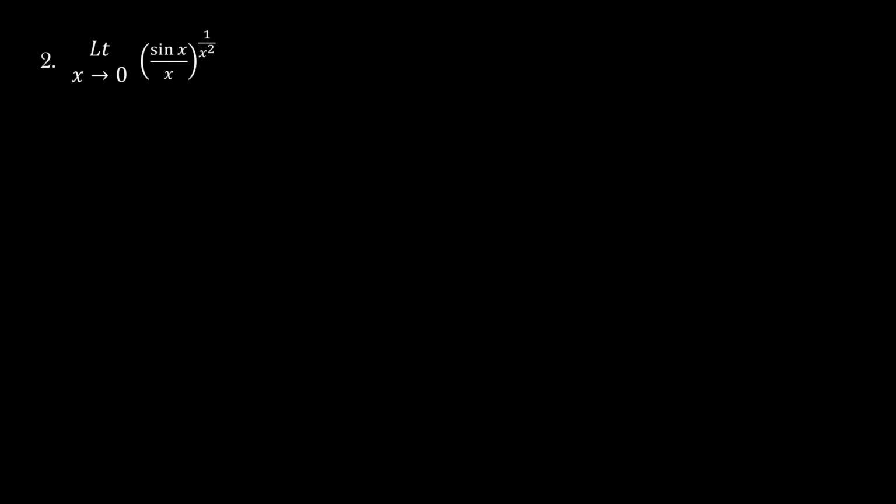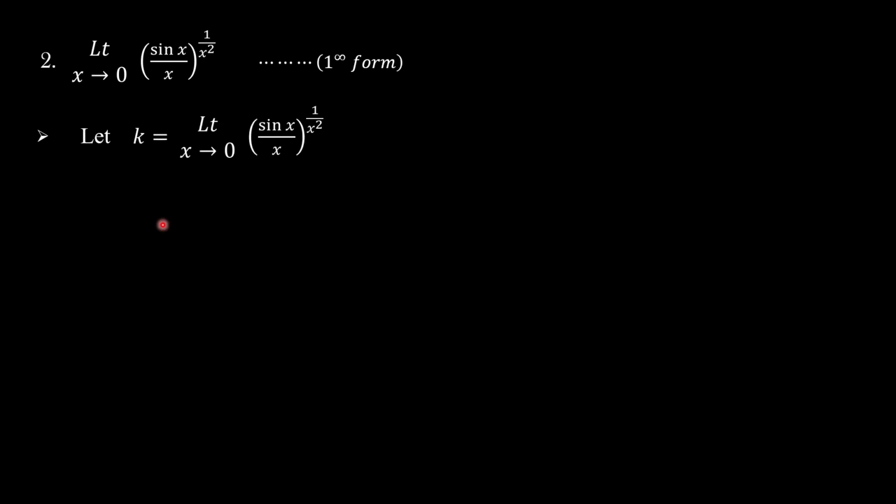Next problem. Find the limit of (sin x by x) whole raised to 1 by x square as x tending to 0. The first step is to apply the limit, and limit x tending to 0 of sin x by x is 1, so that you will get the 1 to the power infinity form.